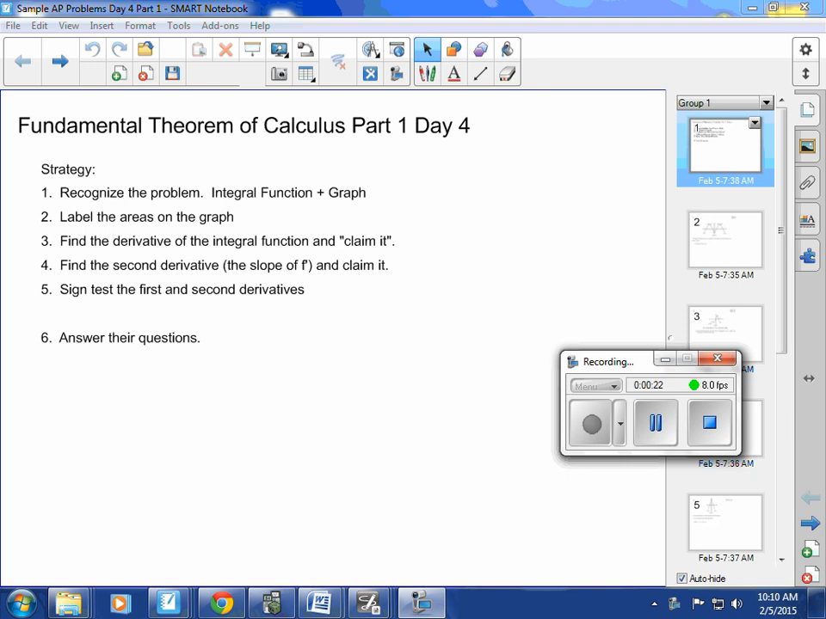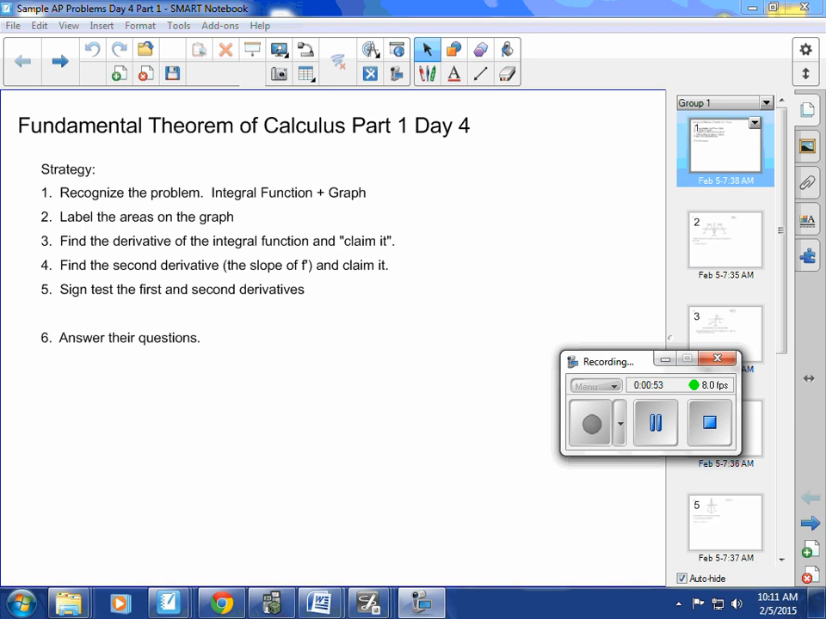Now the strategy goes like this. It almost always comes back to, hey, these are a bunch of simple shapes I can deal with. So let's find the areas of all of these regions and write them in. Then we're going to find the derivative of the integral function and claim it, I mean, write down what the derivative is. Then we're going to find the second derivative, which by definition is the slope of the first derivative, and we're going to claim that. We're going to write it down where it's visible for whoever is reading your paper.